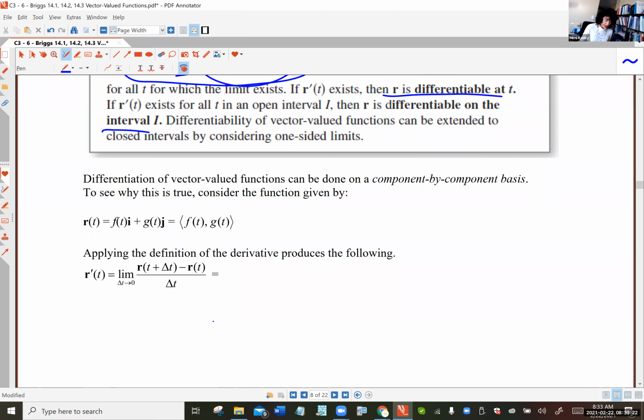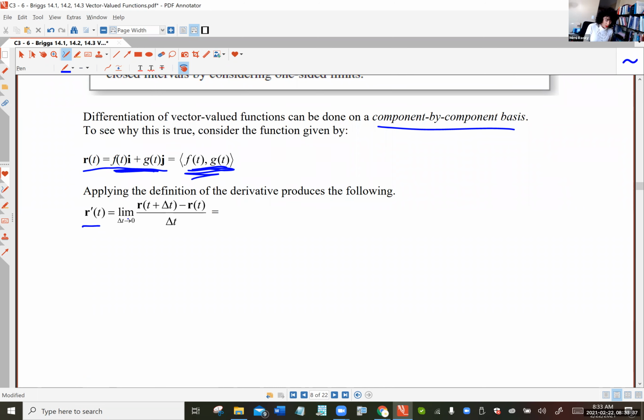So the idea is, and I want to show you this on a component by component basis, here's your vector valued function, either written as a linear combination of the standard unit vectors, or my personal favorite, component form right here. So if somebody says, go find r prime, and you use this limit definition, how do you do that? I'm going to do this in slow motion because I think it's worthwhile for you to see. If you take the limit as delta t goes to 0 of the function itself, but evaluated at t plus delta t, you're going to have f of t plus delta t times i hat, plus g of t plus delta t times j hat.